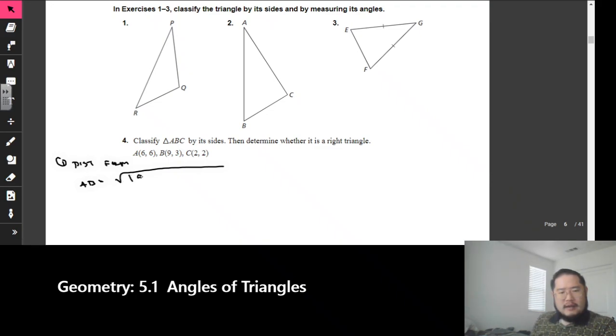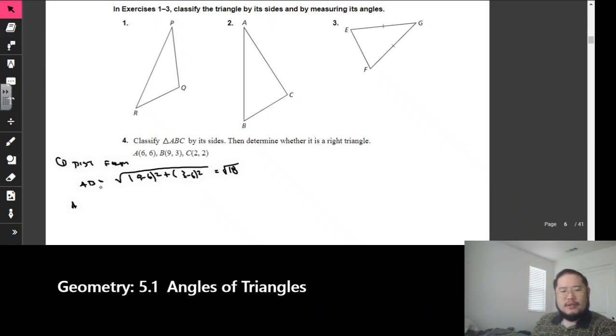I can go ahead and say 9 minus 6 quantity squared plus 3 minus 6 quantity squared. I want you guys to take a moment to simplify and solve these things out. 9 minus 6 is 3. 3 squared is 9. Plus negative 3 squared is 9. So this is equal to the square root of 18. We'll just leave it at that for now, because I just need to know, are some of these sides the same or are they all different? So we could just leave it at square root of 18.